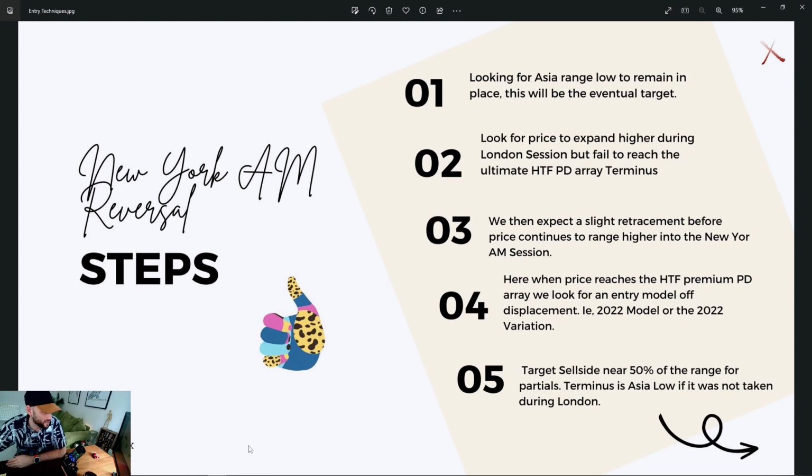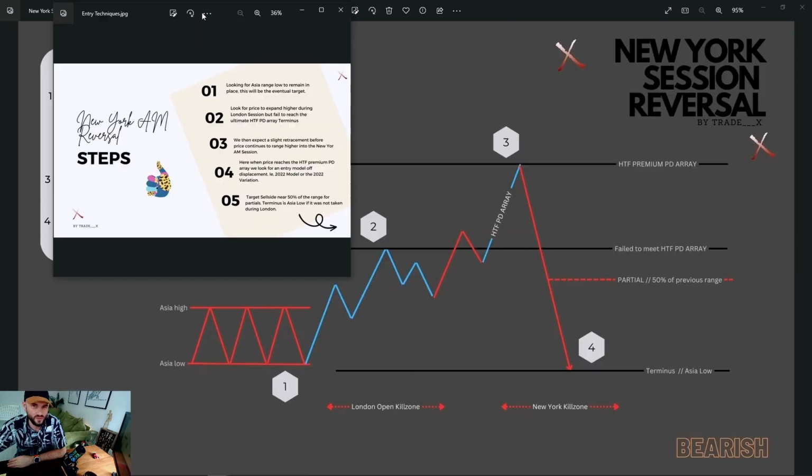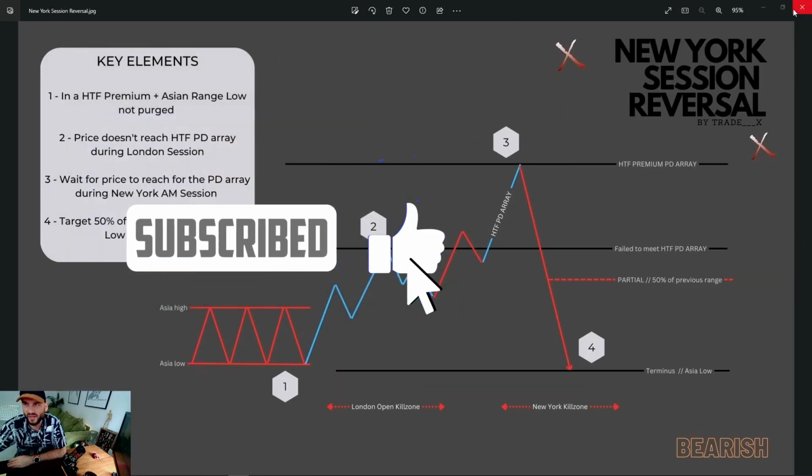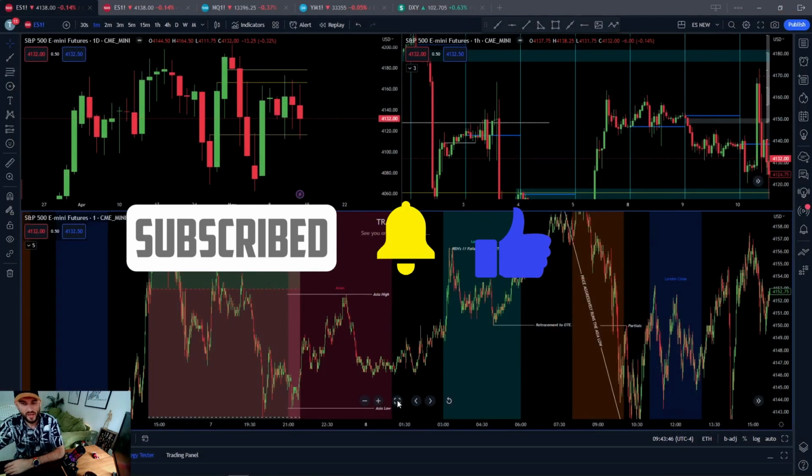And then if the Asia low wasn't taken during the London session, you can look for price to run the Asia low as your final terminus. And as I mentioned previously, if the Asia low was taken during London, then you may want to take more of your position off at equilibrium. Okay, so that's going to cover that. Let's jump into a live chart example and break it down.